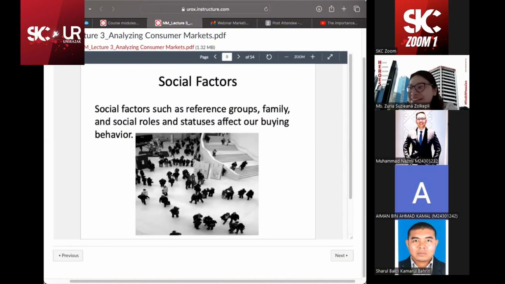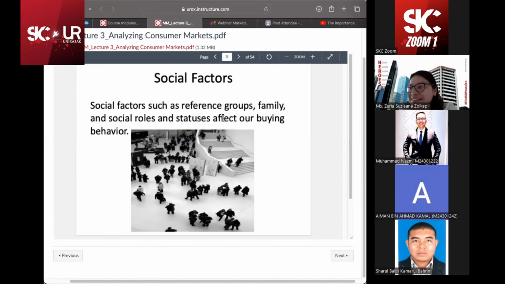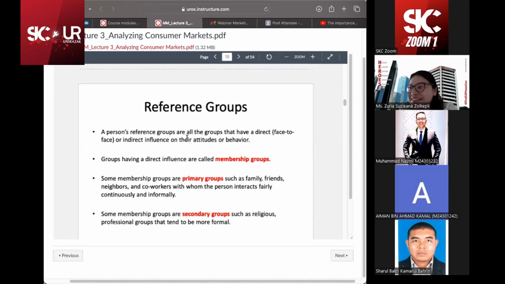So next are social factors, such as reference groups, family, and social roles that affect our buying behavior. Definitely our family, especially if it's a huge purchase or an important purchase. We will ask our family first, and then we will ask the reference group. Why the reference group? Because a reference group means someone who is an expert. We find guidance from this reference group.